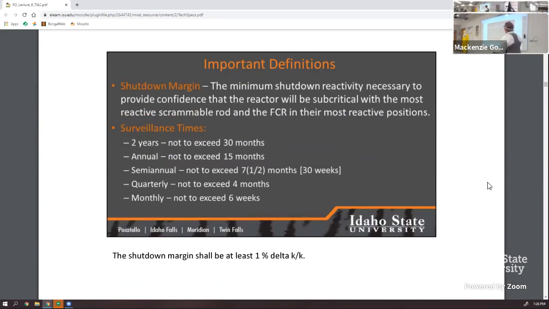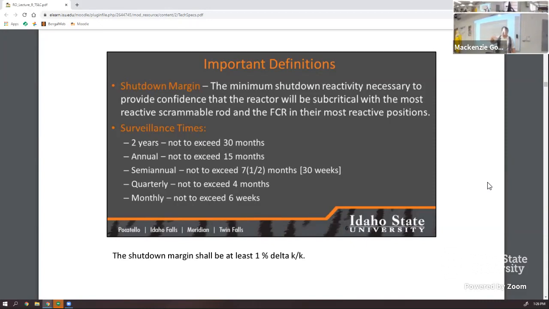So, shutdown margin. It is an important definition. We're going to get into it more as we get into theory. But essentially, this is saying minimum shutdown reactivity necessary to provide confidence the reactor will be shut down. And then we have what we call the stuck rod criteria, which means that it can be shut down even if our most reactive rod doesn't scram. So what this is saying is all that fuel coming together with the control rods and the fuel disc in the center creates a certain amount of reactivity that allows us to go critical.